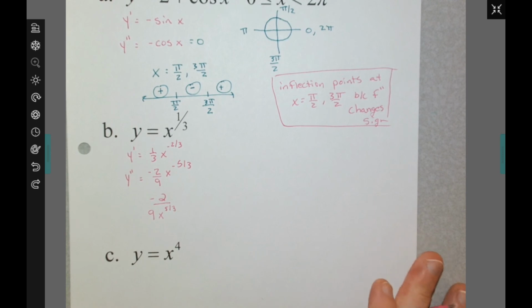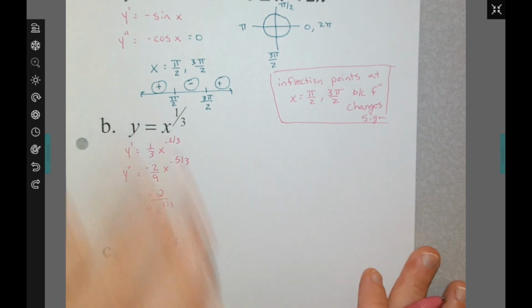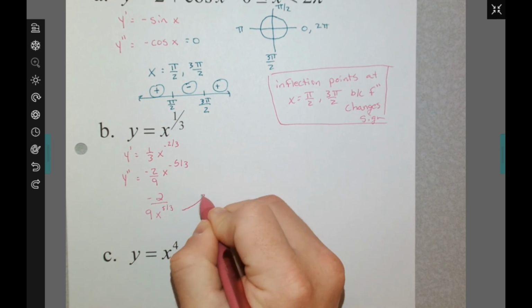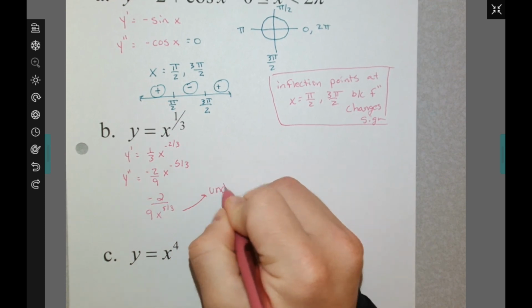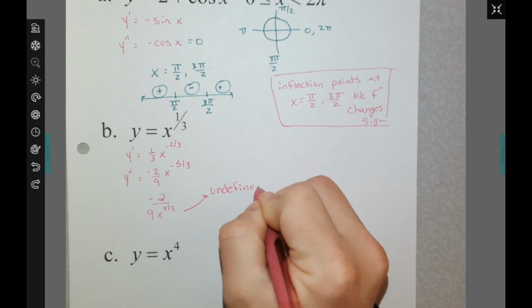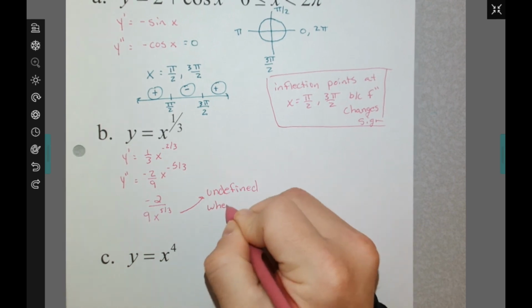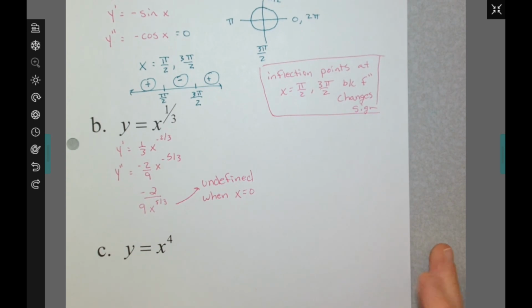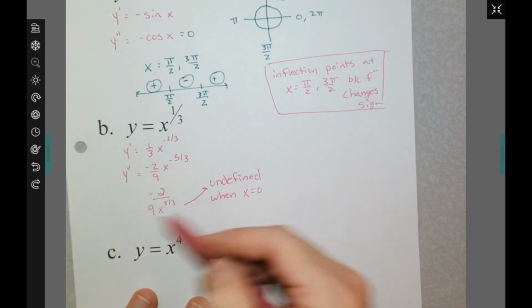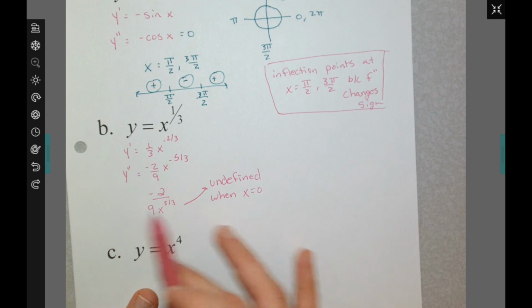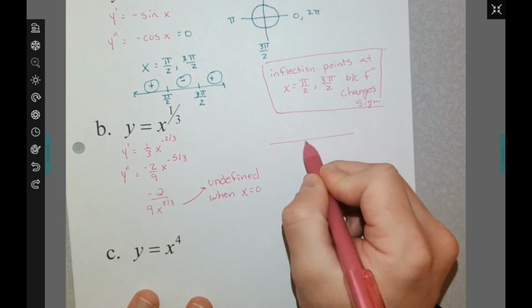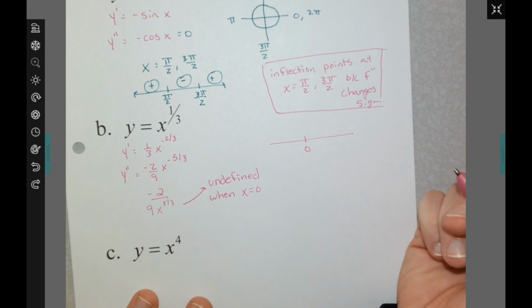Okay, for this one, if I set it equal to 0, we can't solve it at all, but we do have an undefined value. And this is going to be undefined when x equals 0, because we can't have the denominator equal 0. So there's no way I can get this second derivative to equal 0, but we are undefined when x equals 0, so there's my sign chart with the 0 in there.